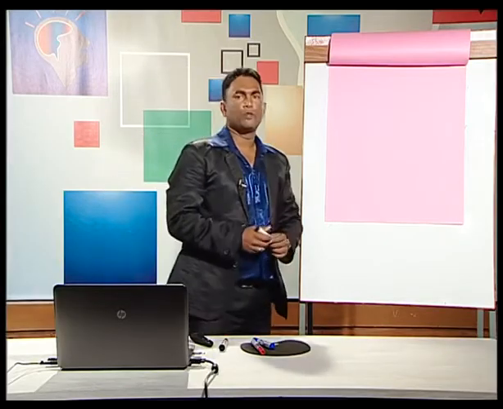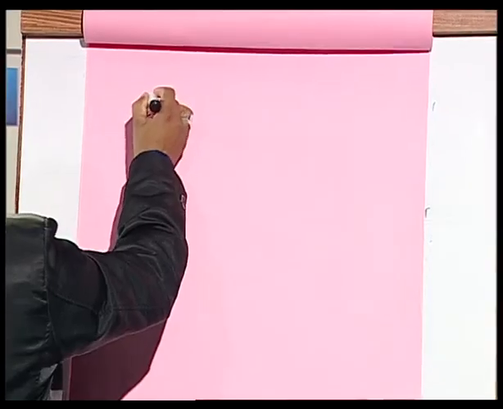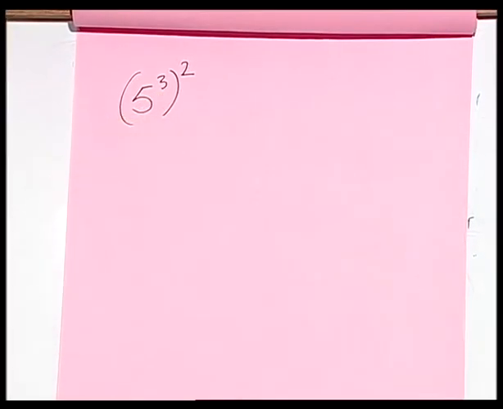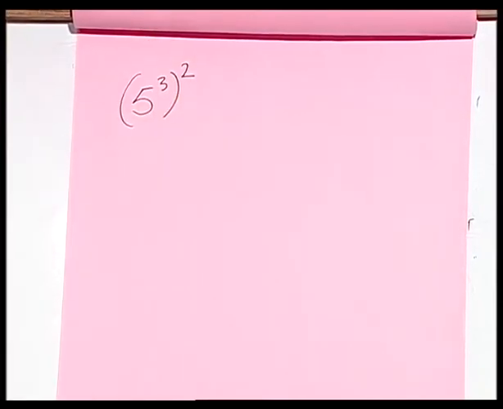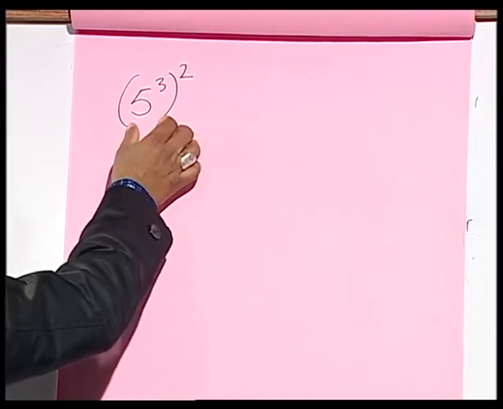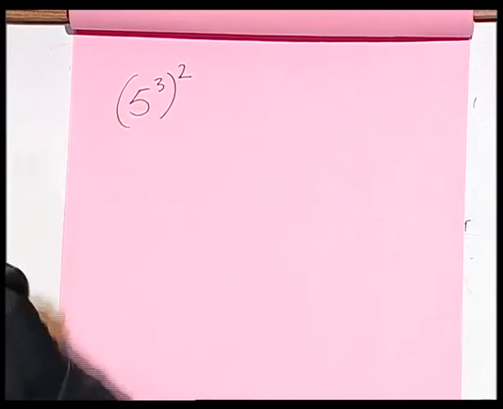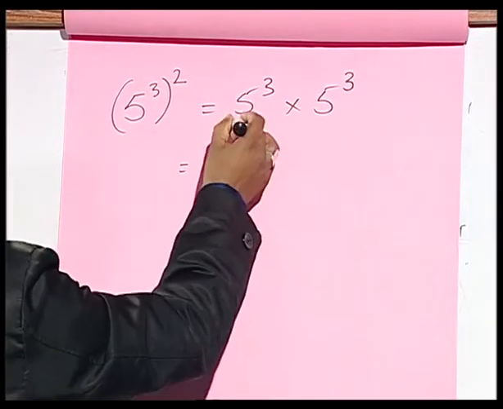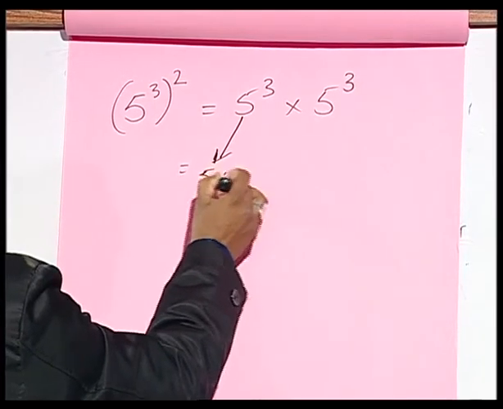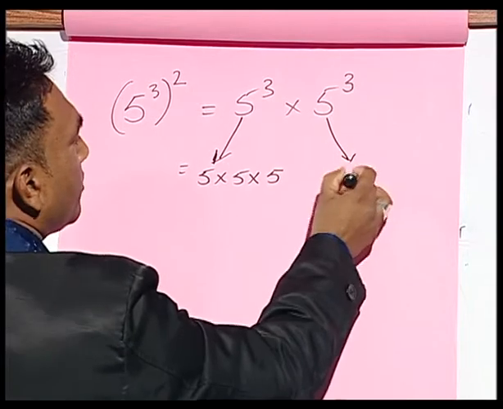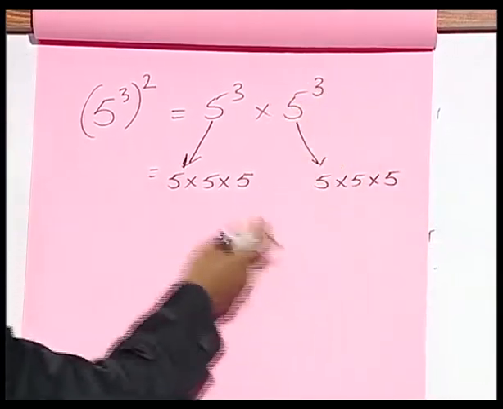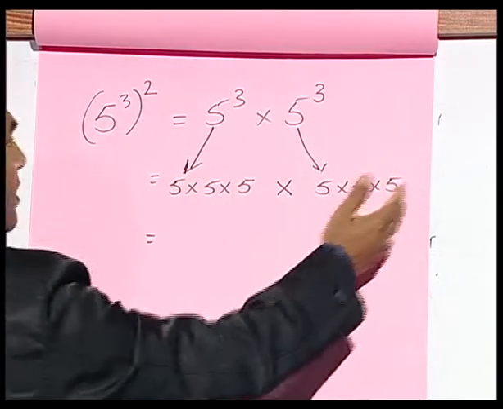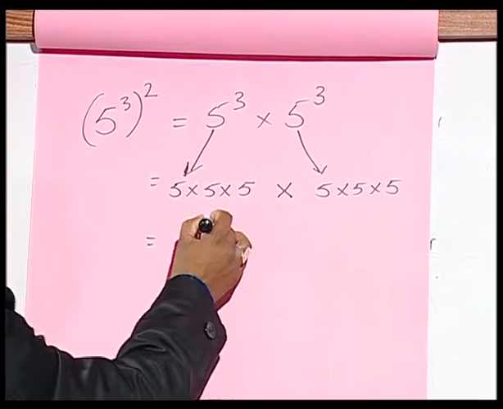Now, consider another situation with a number in index form. 5 power 3 power 2. That is 5 raised to the power of 3, and this number again is raised to the power of 2. This means that we have 5 raised to the power of 3, which is multiplied twice with itself. In expanded form, 5 raised to the power of 3 is 5 times 5 times 5. Here, 5 times 5 times 5. We are performing multiplication, so we have the multiplication of 5 repeatedly 6 times. So the answer will be 5 raised to the power of 6.